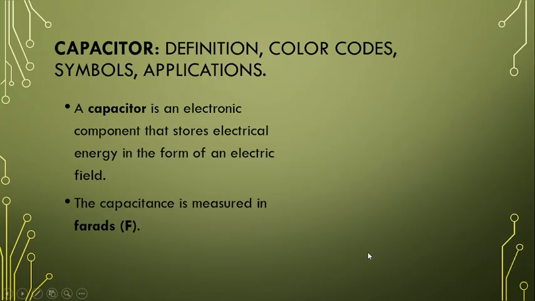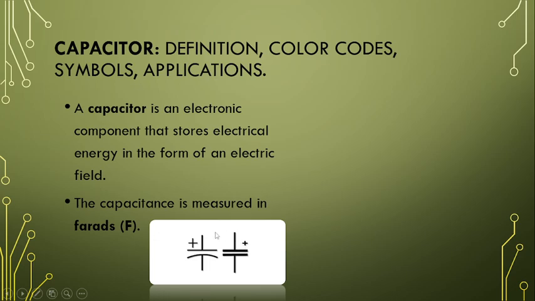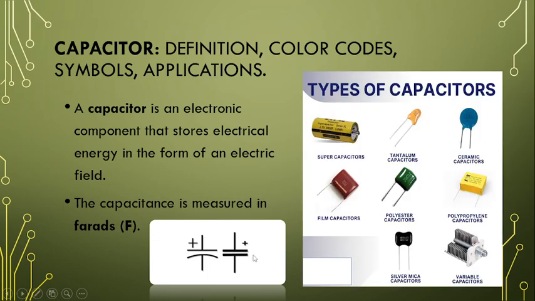Next one is the capacitor. The capacitor is an electronic component that stores electrical energy in the form of an electric field. It is measured in farad and denoted by capital F. These are the various symbols of the capacitor, and these are the various types of capacitor, like supercapacitor, polyester capacitor, silver mica capacitor, ceramic capacitor, film capacitor, etc.